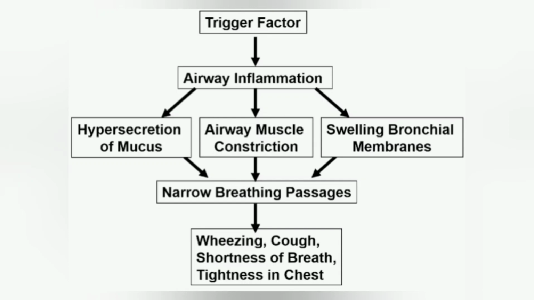First one, the triggering factor will stimulate the airway inflammation. The airway inflammation will stimulate hypersecretion of mucus, constriction of the airway and filling up of the bronchial membrane. It will narrow the breathing passage. Finally, it will lead to wheezing.